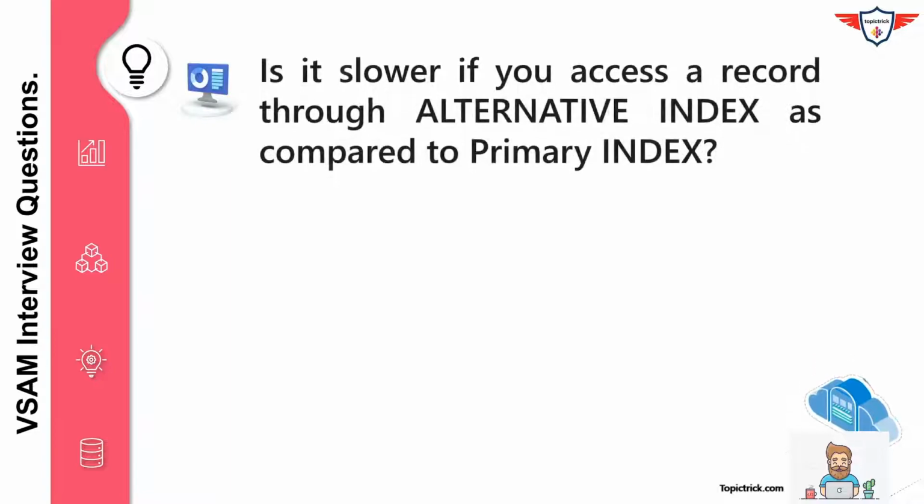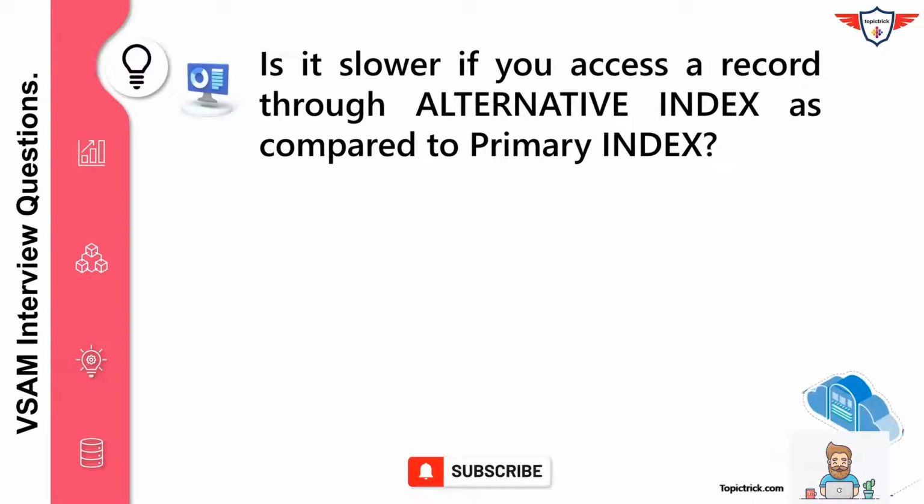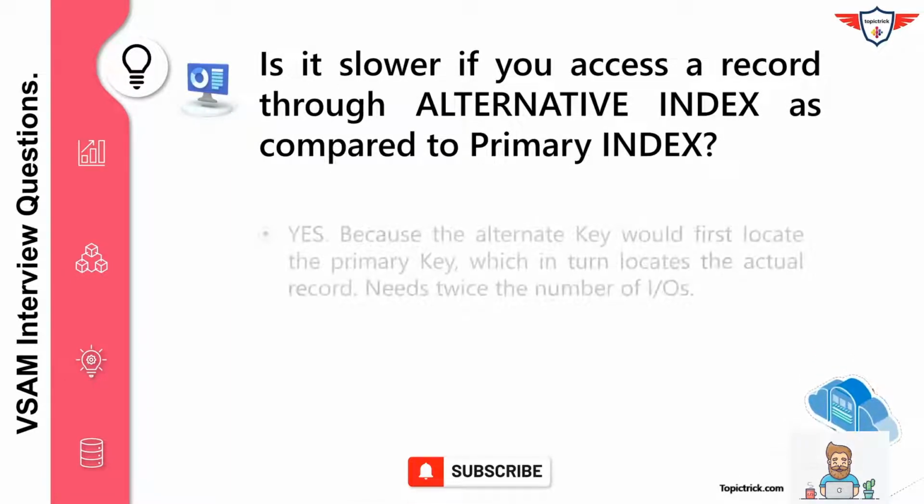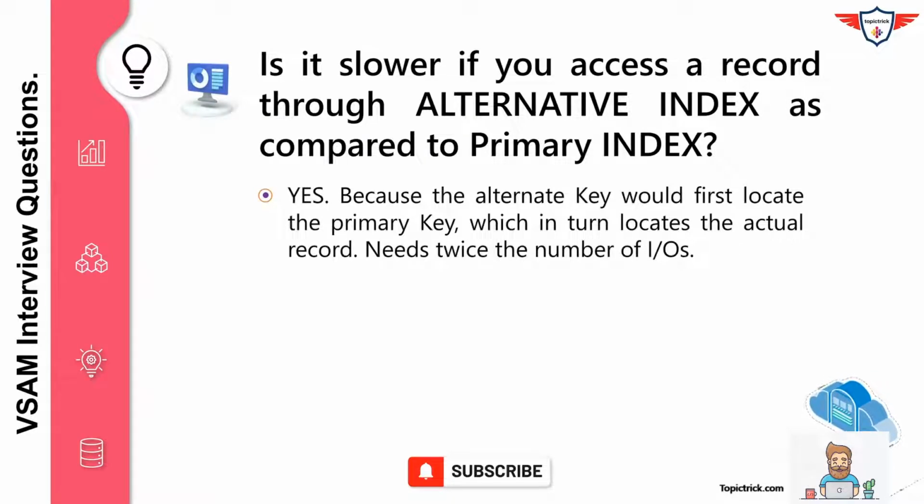Is it slower if you access a record through an alternate index as compared to the primary index? Yes, because the alternate key would first locate the primary key, which in turn locates the actual record. It needs twice the number of IOs.